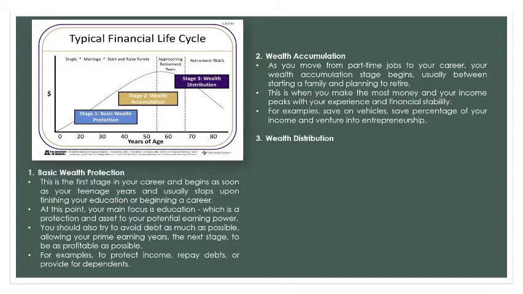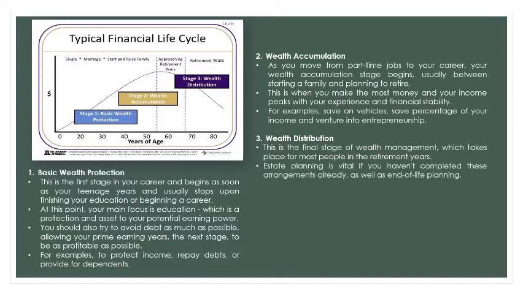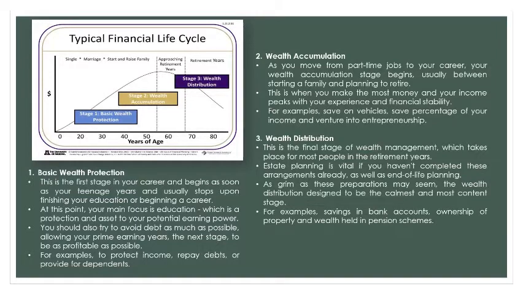3. Wealth distribution. The final stage of wealth management, which takes place for most people in the retirement years. Estate planning is vital if you haven't completed these arrangements already, as well as end-of-life planning. Although these preparations may seem daunting, wealth distribution is designed to be the calmest and most content stage. For examples, savings in bank accounts, ownership of property and wealth held in pension schemes.